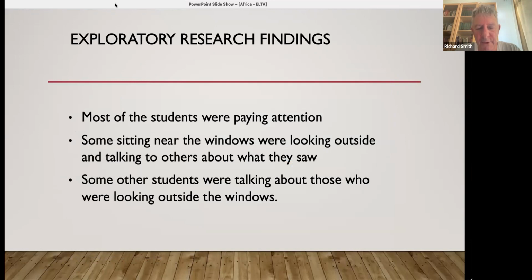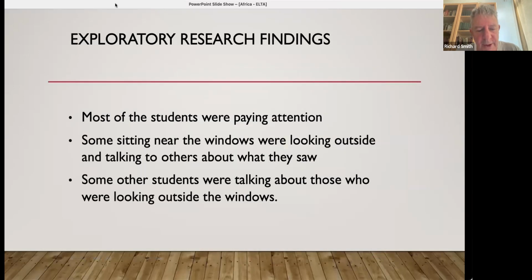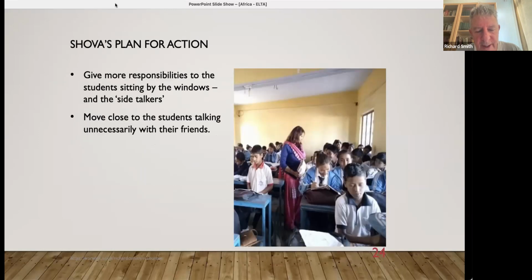She found that most of the students were paying attention. Some sitting by the windows were looking outside and talking to others about what they saw. Some other students were talking about those who were looking outside the windows. So she understood what the problem was better. So that's what she did, and she found that, and then she made an action plan.